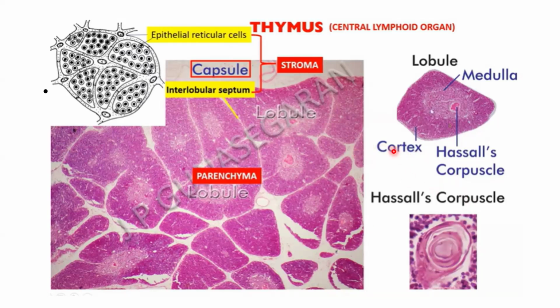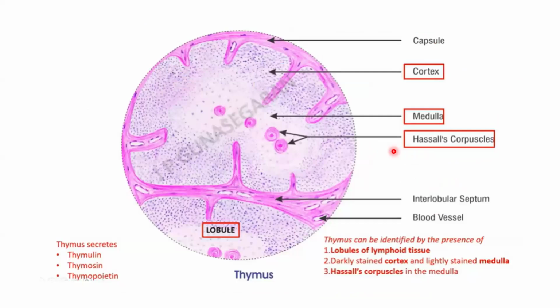Can we talk about it at our own time? You can see now a diagrammatic drawing of the thymus. We can see the capsule sending in trabeculae. This is now a complete lobule. You can see Hassall's corpuscles, lightly staining medulla, and then a darker staining cortex. These are now the Hassall's corpuscles. Secretions: thymulin, thymosin, and thymopoietin. They can be identified by seeing groups of lymphoid tissues, darkly staining cortex, lightly staining medulla, and Hassall's corpuscles in the medulla. So these are the Hassall's corpuscles, a characteristic present in the thymus.